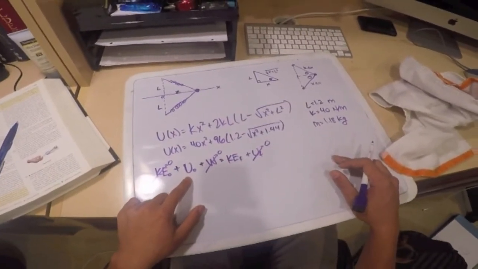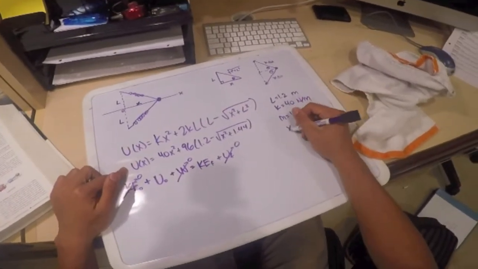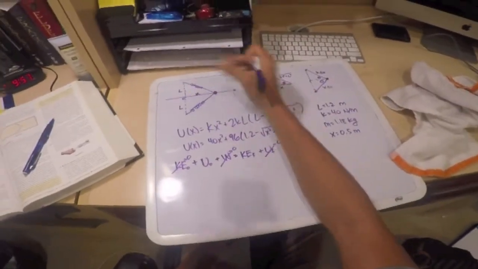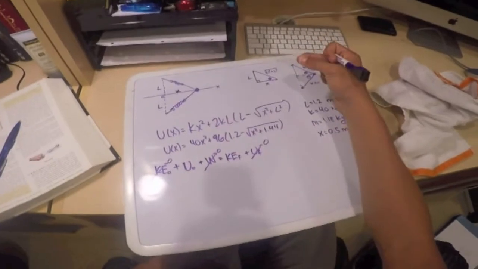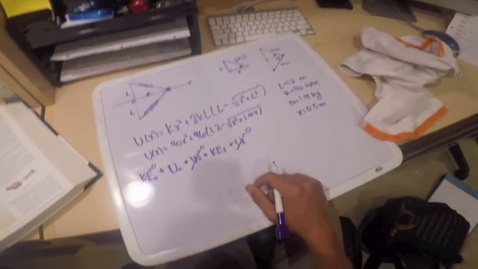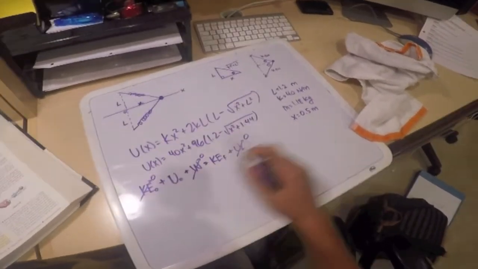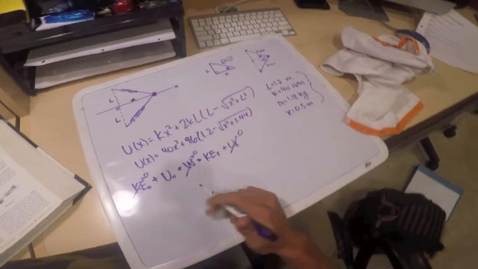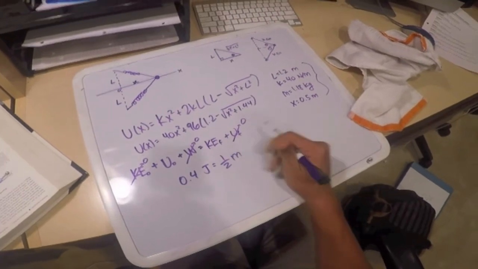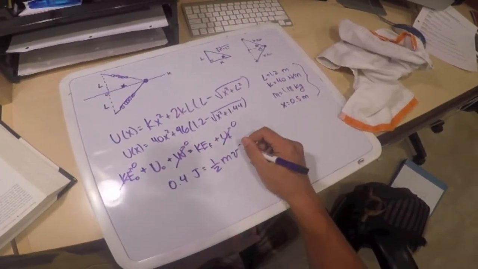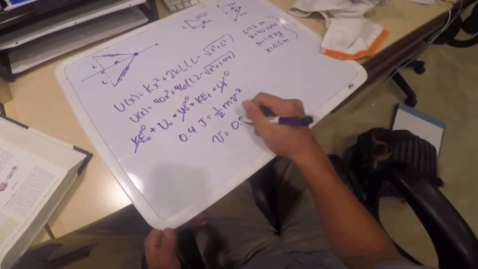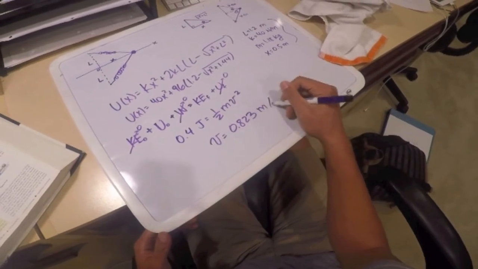Our potential energy is going to be this equation, and x is going to be 0.5 meters, because that's how far we're pulling the springs and then releasing the particle, and that's going to equal the final kinetic energy. So plug all this stuff in, and you'll get 0.4 joules equals 1/2 m v squared, where m is 1.18. So v is going to come out as 0.823 meters per second.